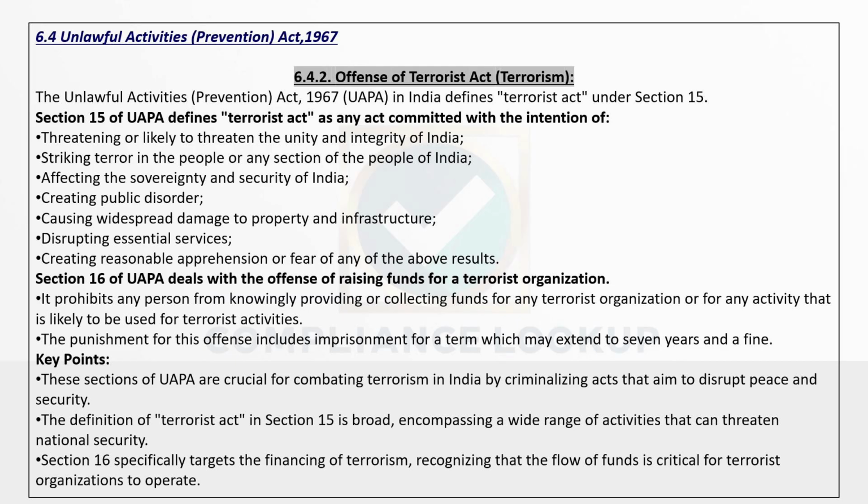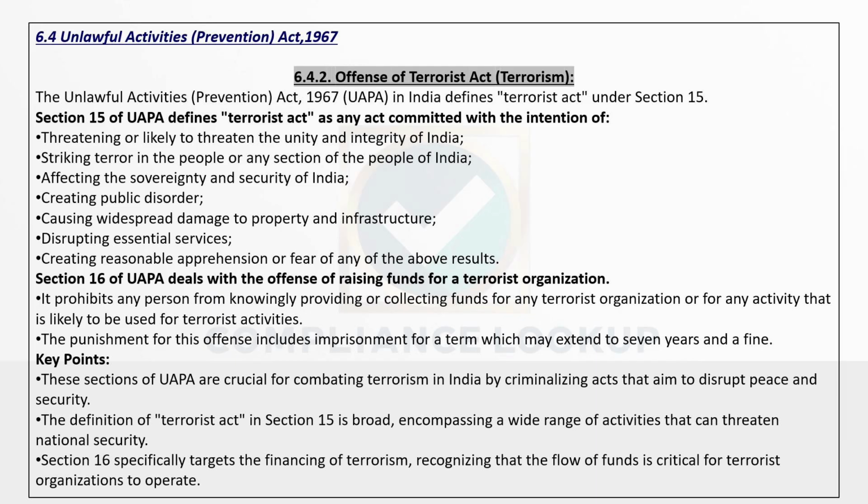Key points of Section 16. 1. Prohibition on raising funds. Any person who knowingly provides or collects funds for a terrorist organization or for an activity likely to be used for terrorism is committing an offense. Example: a businessman donates a large sum of money to a charity that is secretly funneling funds to a terrorist group. Even if the businessman doesn't directly participate in terrorism, he is guilty of financing terrorism under Section 16. 2.